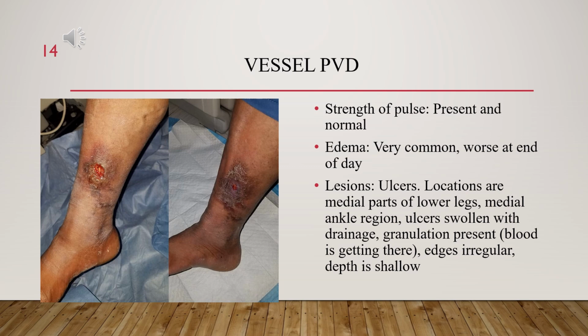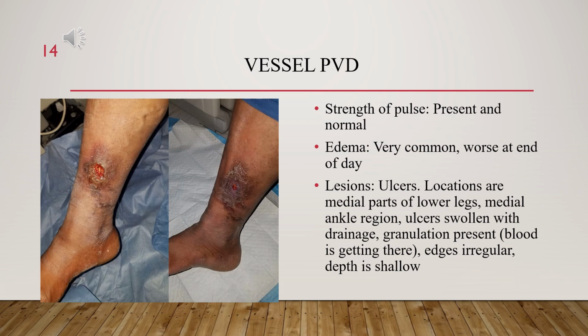The next S is for strength of the pulse. You're going to have present and normal pulses because the blood can get down to the extremities. Has a hard time getting back up. So we're going to see edema. It's very common and it's usually worse at the end of the day, especially people sitting or standing for long periods of time. The L is for lesions, so ulcers.